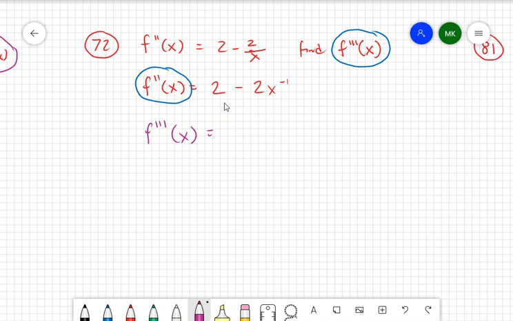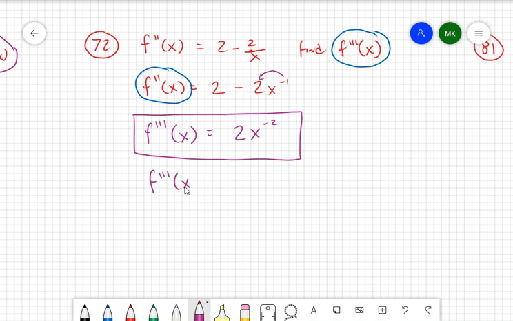The derivative of 2 is 0. I'm just going to have that disappear. So I do power rule here. Negative 1 times negative 2 gives me positive 2. Lower the exponent by 1, you get negative 2. And then same situation as the last problem. That's fine for an answer. Or if you wanted, you could rewrite it as 2 over x squared. Either of those is good for an answer.